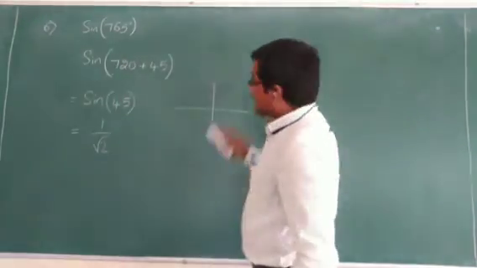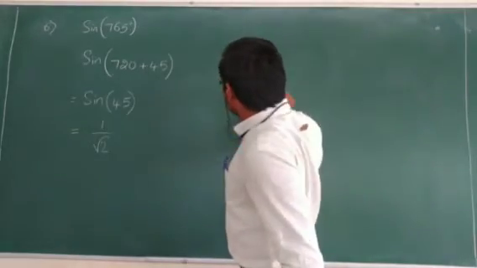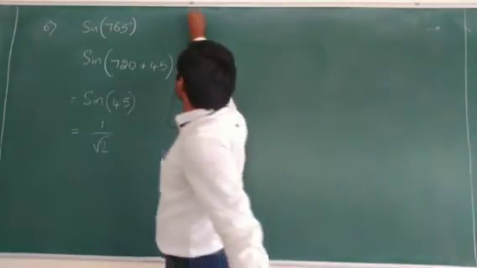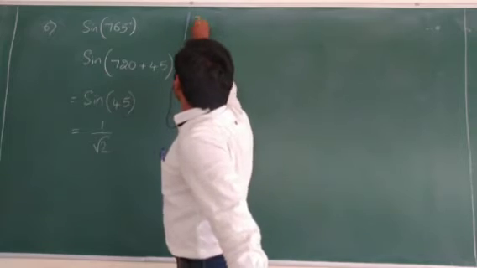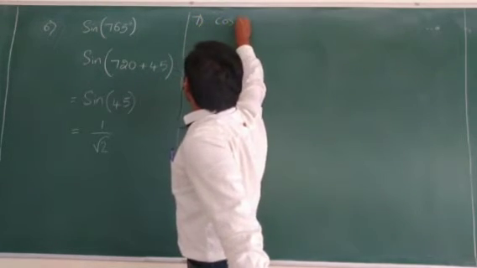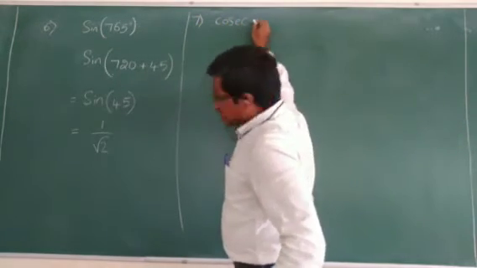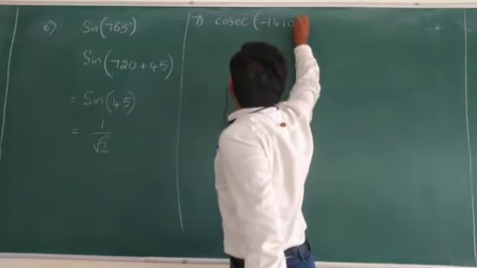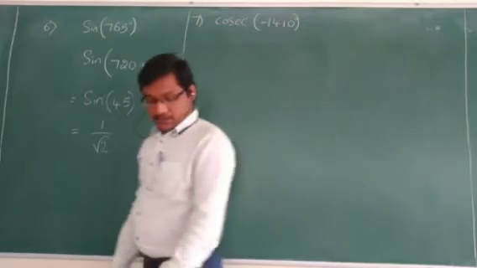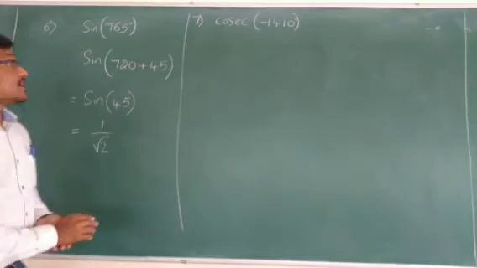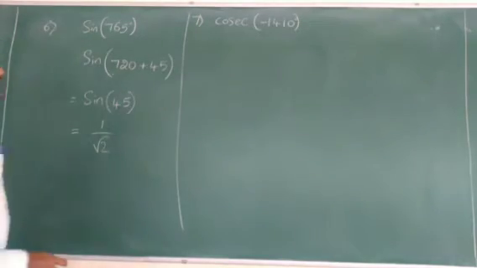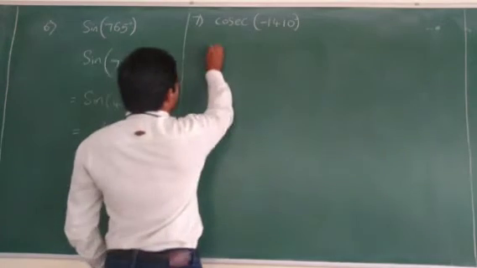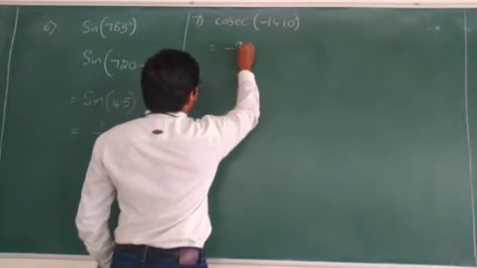So take the next question, the seventh question: cosecant of minus 1410 degrees. Here it is cosecant of minus. Cosecant of minus will become minus cosecant 1410.